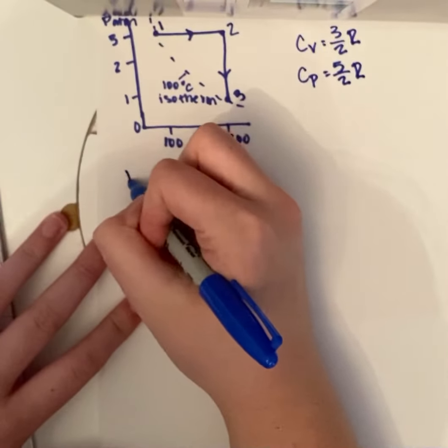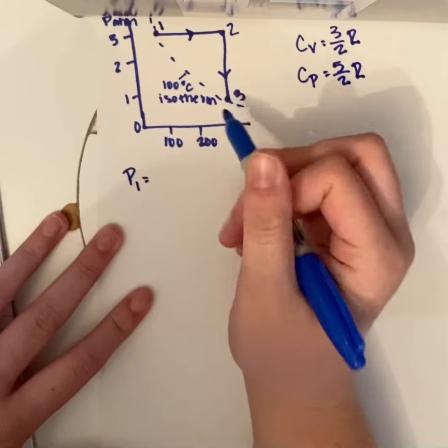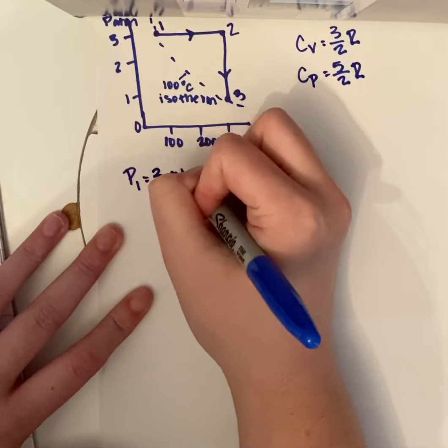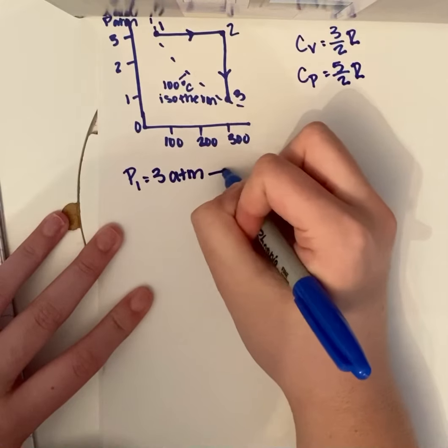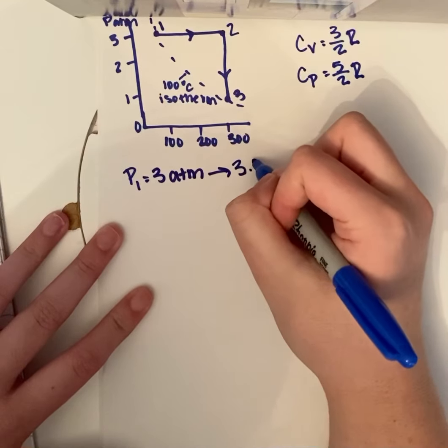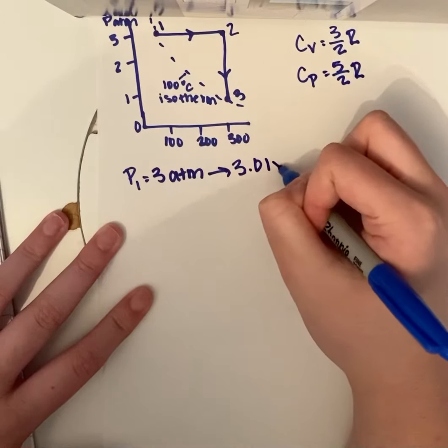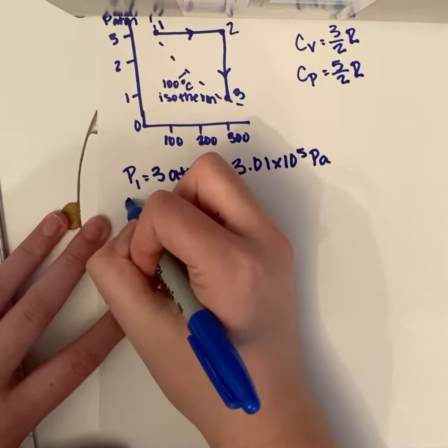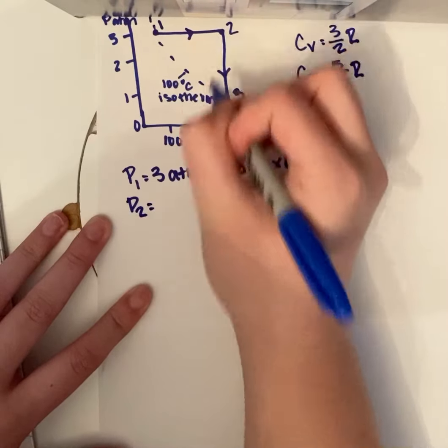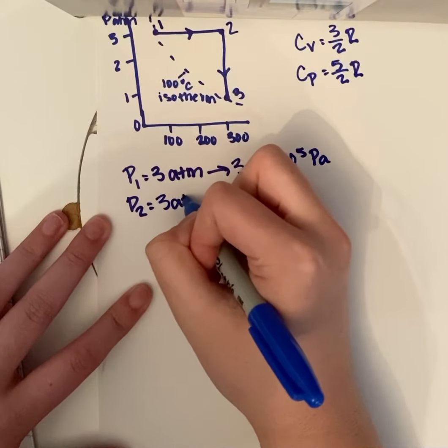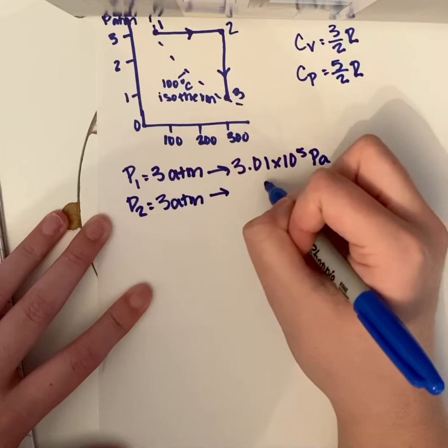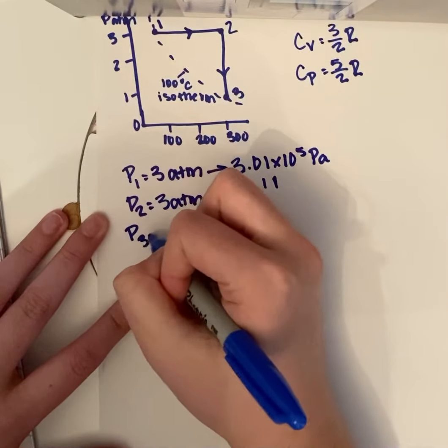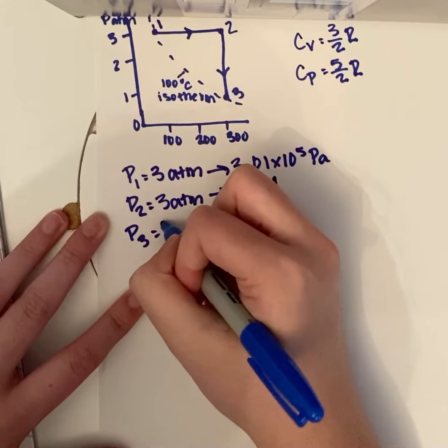So pressure 1 is 3 atmospheres, which converts to 3.01 times 10 to the 5th pascals. Pressure 2 is also 3 atmospheres, and this is going to be the same. And the pressure 3 is 1 atmosphere.